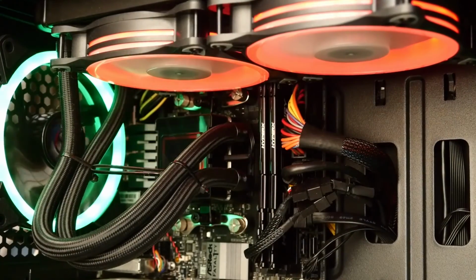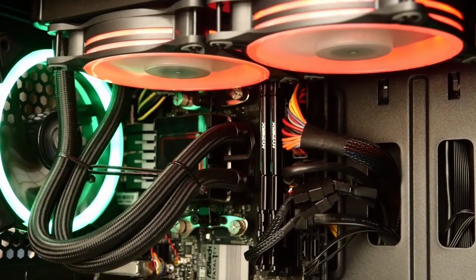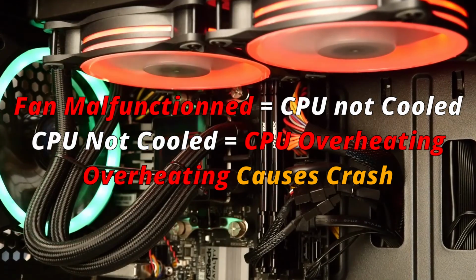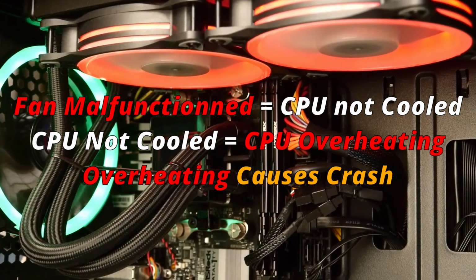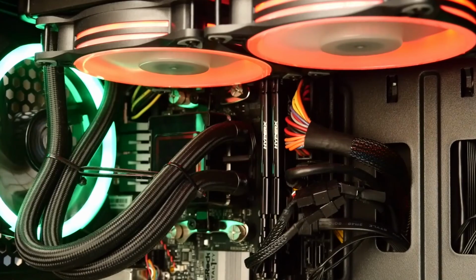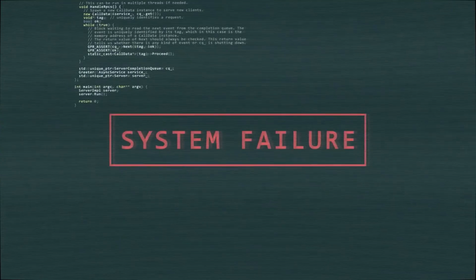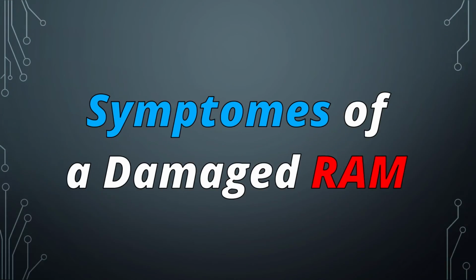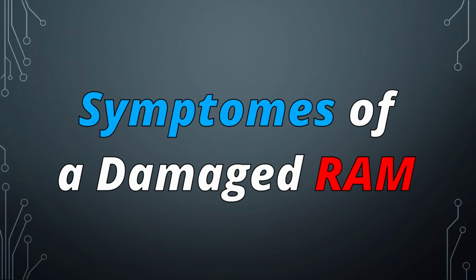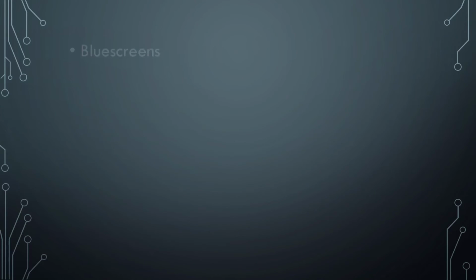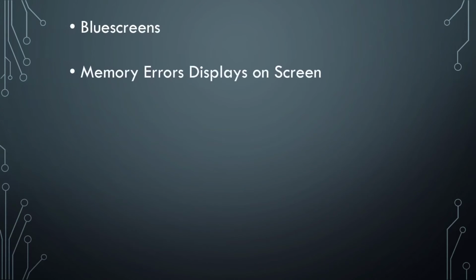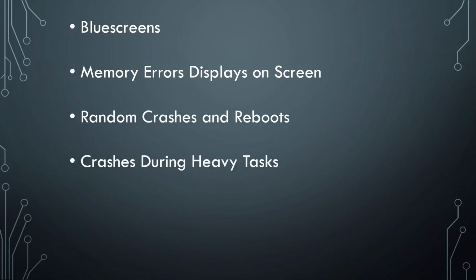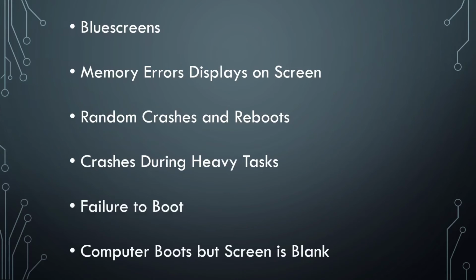We spoke about the fan in the beginning of this video. If the fan is malfunctioning, that will cause the CPU to overheat because there is nothing cooling the CPU. Eventually, it will cause the computer to crash. Let's say the RAM is damaged. You might meet the following symptoms: blue screens, memory errors appearing on screen, random crashes and reboots, crashes during heavy tasks, failure to boot, that means turning on, or the computer boots but the screen remains blank.